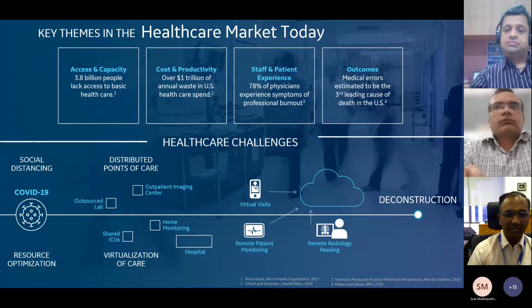So outpatient imaging centers, outsourced labs, shared ICUs. There are basically two big trends over here: distributed points of care, like the one I explained, and then virtualization of care as well, right? So that is the second trend.